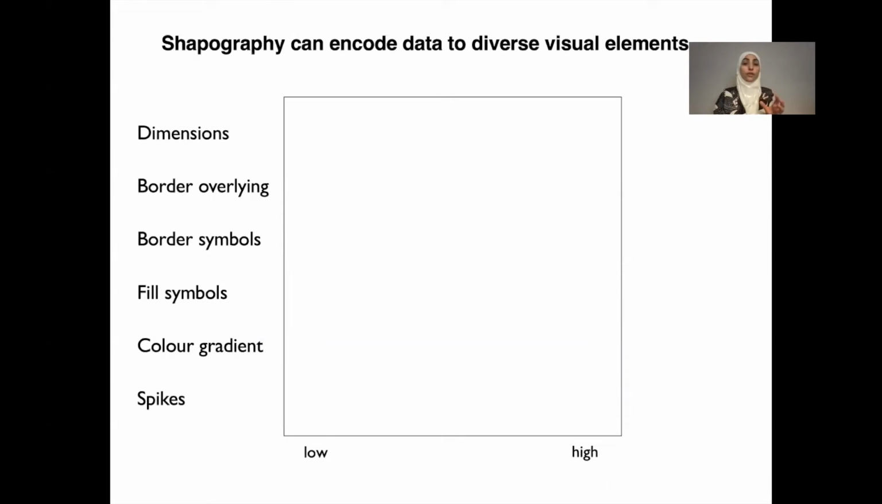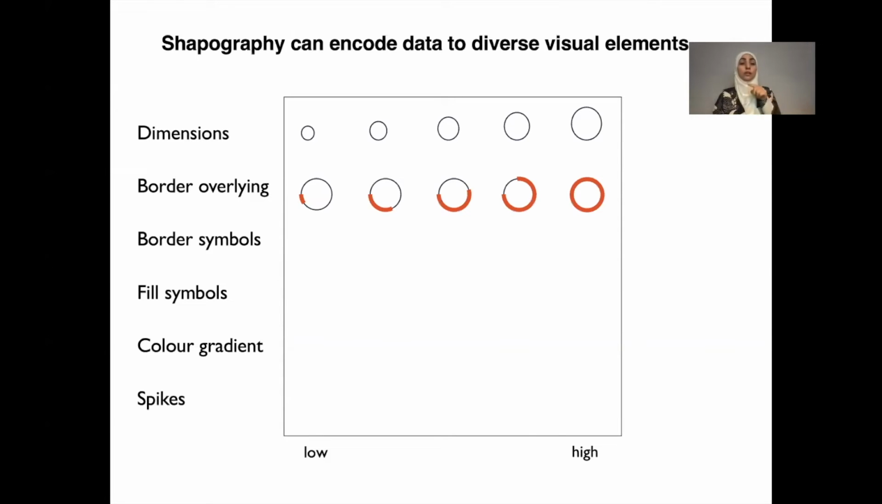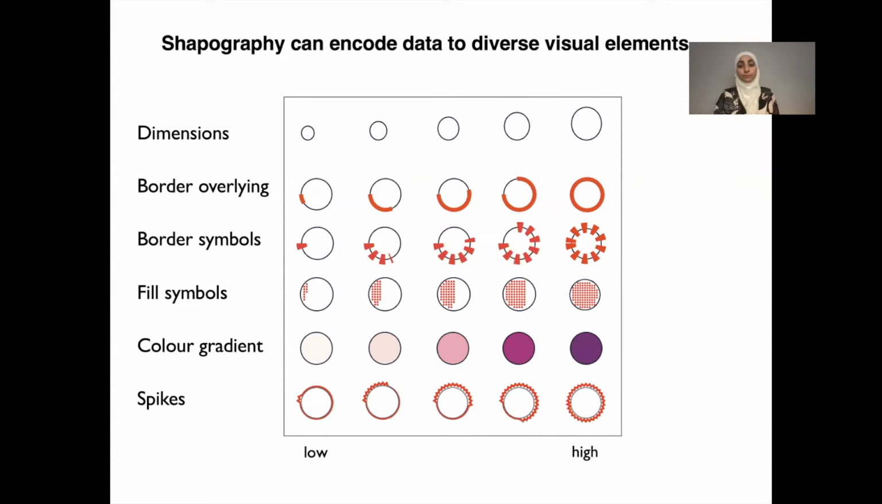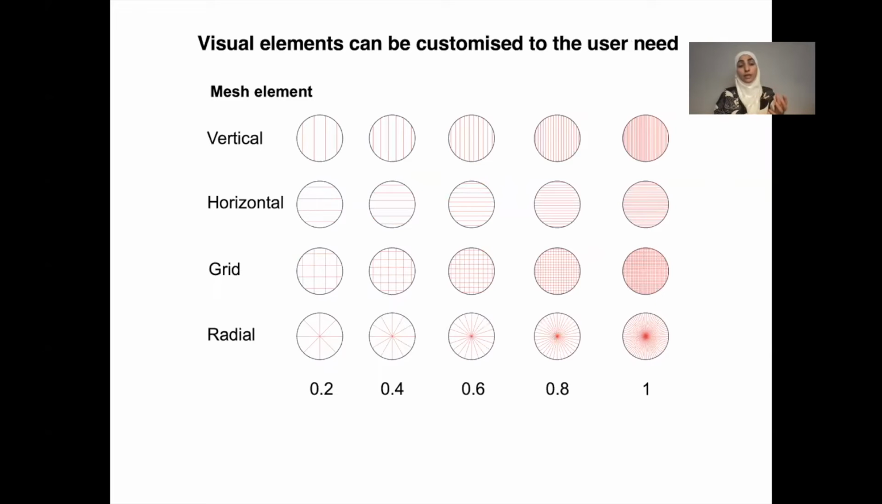And for each of the created shapes, you can map many variables, because we have a defined set of visual elements. So the easiest one is the dimension, so the dimension of the shape, the border overlay, so how much it goes around the object border, or how much the symbols will go around the object border. The same with filling with the symbols, or color, or spikes. For each of the elements, we have different options that can be customized.